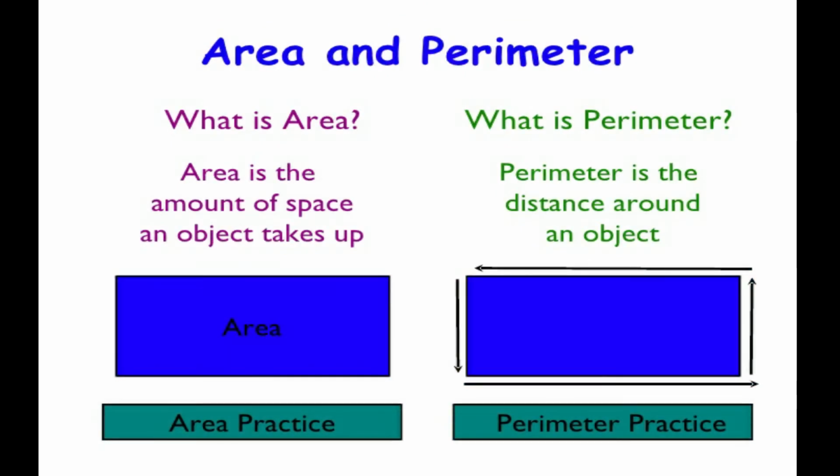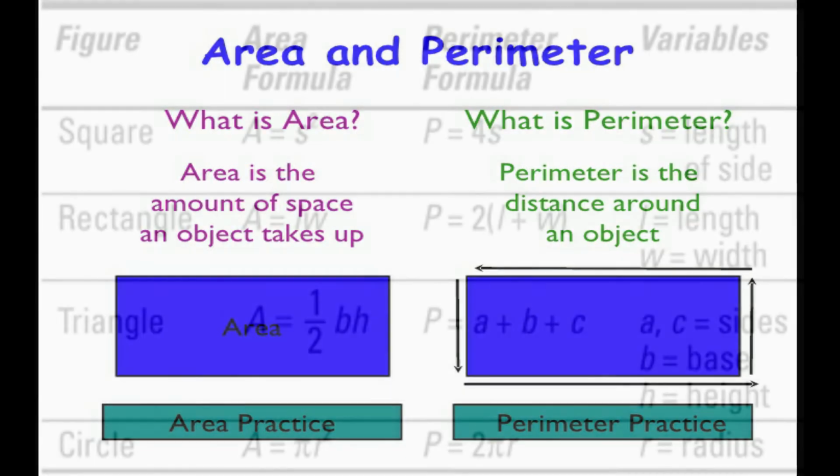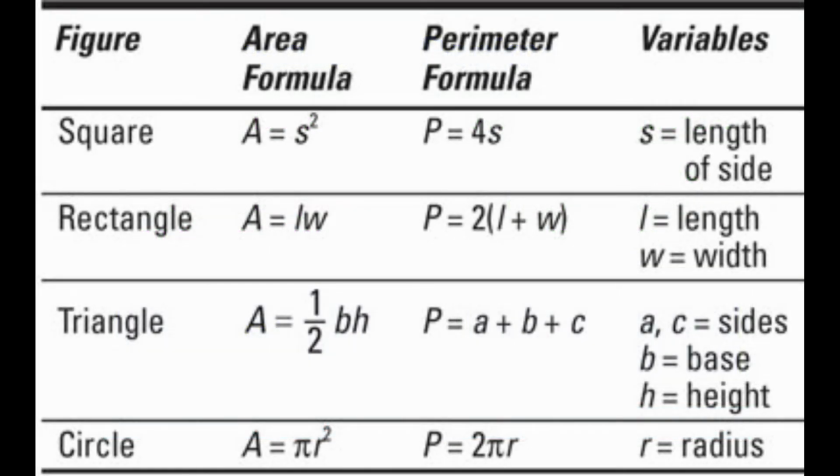So just to recap, what do you mean by area? Area is the amount of space an object takes up. And what do you mean by perimeter? Perimeter is the distance around an object. Today is the first part of area and perimeter, and we will be doing some basic sums. We will be starting with some easy sums today, and before we start our sums, we need to know the formula first, right? Because without the formula we cannot do the sums.